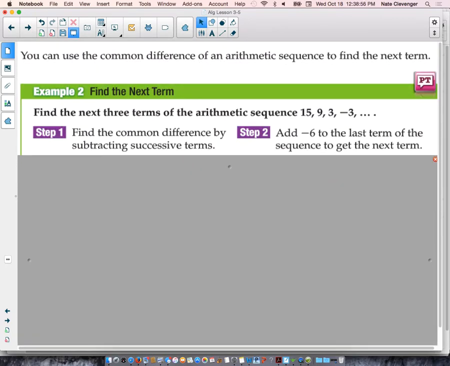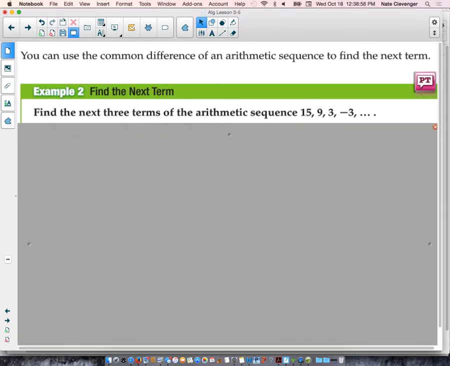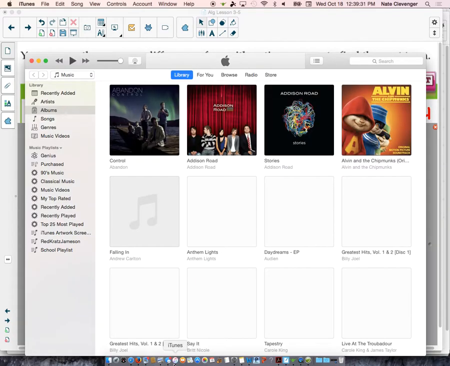What's this? Is this the same thing? No. Find the next 3 terms in this arithmetic sequence. What is the common difference, first of all, Grace? Minus 6. So -3 minus 6 would give us our next term of -9. Then -6 again would be -15, and then -21. You're just applying that rule to the next terms. You with me? Understanding?